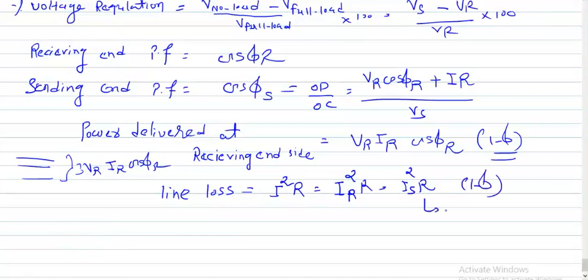Now we already know what R is. R is basically small r into L, where L is the line length and small r is the resistance per phase per kilometer.